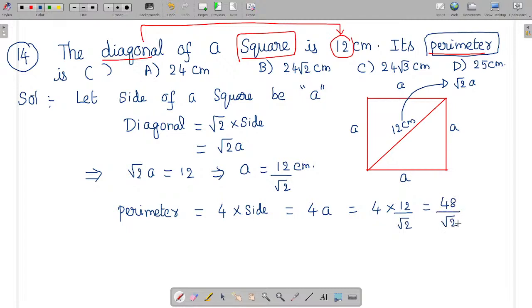But we should know to rationalize the denominator. How to rationalize the denominator? Multiply both numerator and denominator with root 2. So that's very interesting. 48 root 2 upon root 2 into root 2 means root 2 square is 2. So 2 ones are 2, 24. So our answer is 24 root 2 centimeters. I hope it's very clear to you.